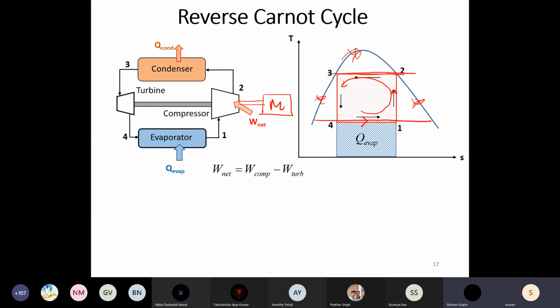Do not think of the vapor cycle, just think you have air as the working fluid. And you have to get work out of this rectangle. So which process would have been a very difficult process to attain?